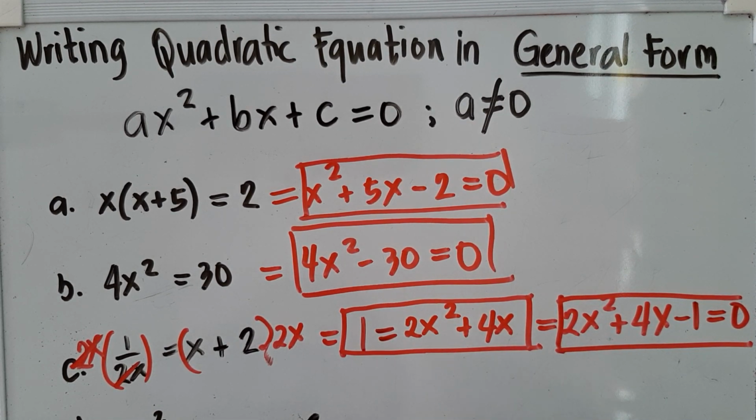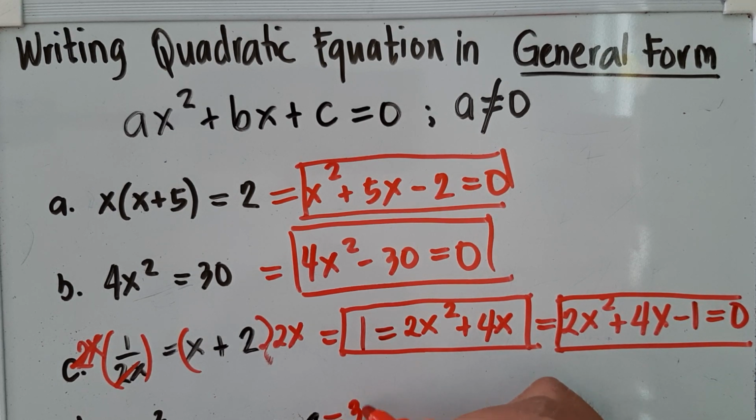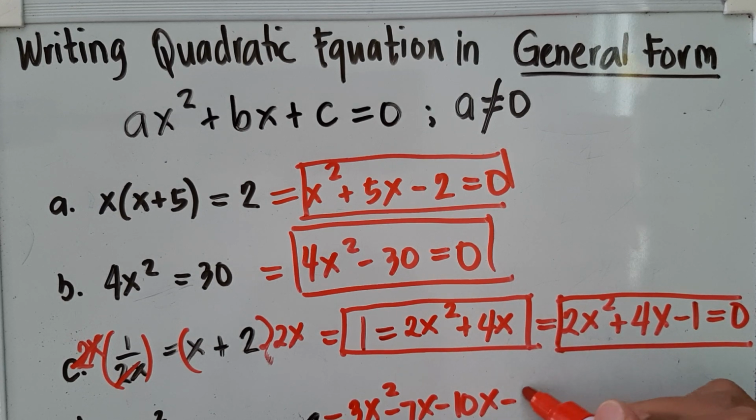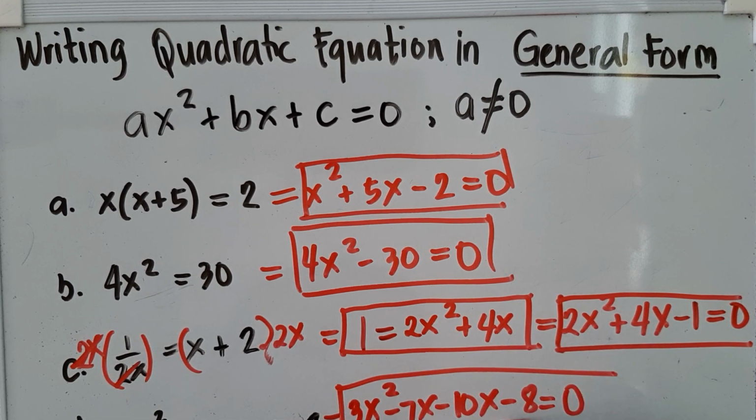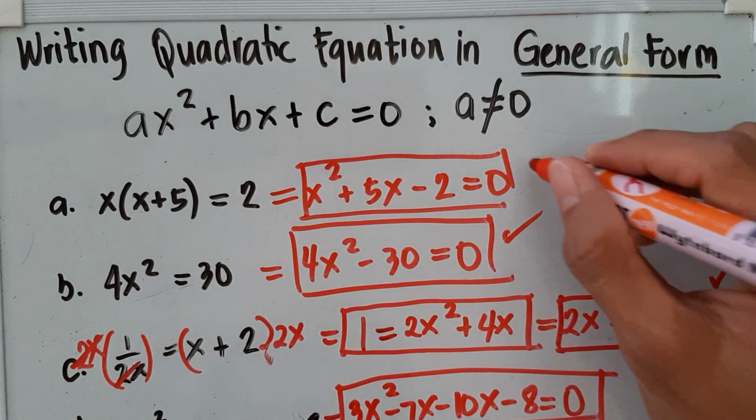And finally, here you see that we have 7x and 10x. So we just group them together. So that's going to be 3x squared minus 7x minus 10x minus 8 equals 0. Okay, this is not yet final because we have two x terms which we need to group together. So 3x squared minus 17x minus 8 equals 0. So this is now the final equation. Okay, this one, and this one.